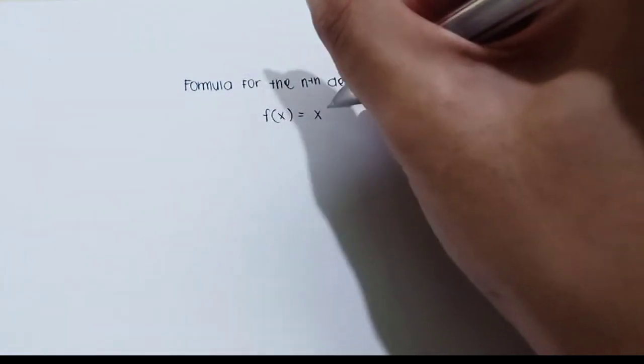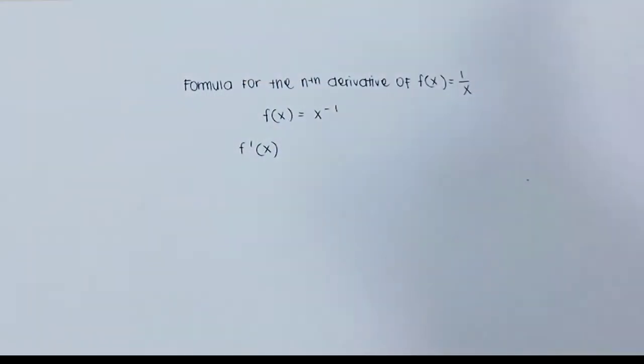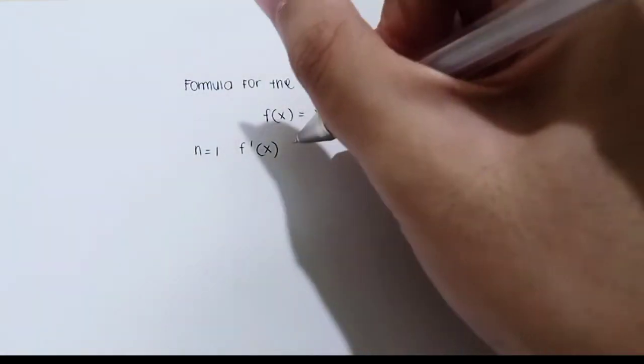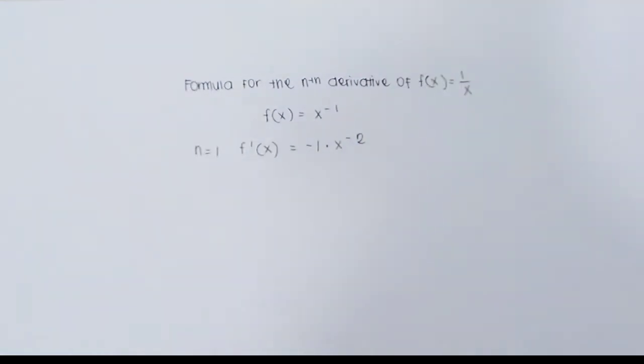So we're going to find the formula for the nth derivative of 1 over x. So first, we're going to bring up x, so that would be f of x is equal to x to the power of negative 1. So we're going to take the first derivative, f prime of x, which corresponds to n equals 1. Using the power rule, we're going to find the derivative. That would be negative 1 times x to the power of negative 2.